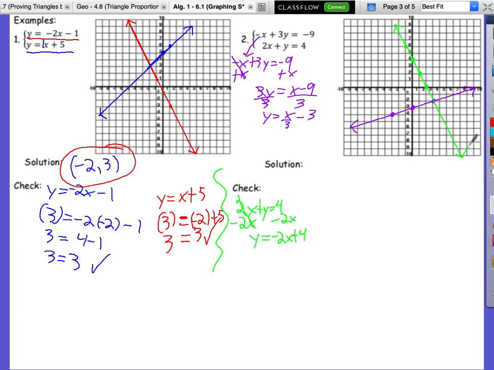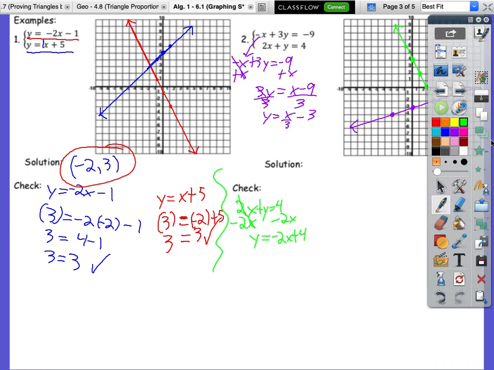Do we see a very clear intersection for these lines? Yeah, where is it at? 3, -2. 3 left and right, 3 right, and 2 down. So 3 comma negative 2. So our solution is 3 comma negative 2.